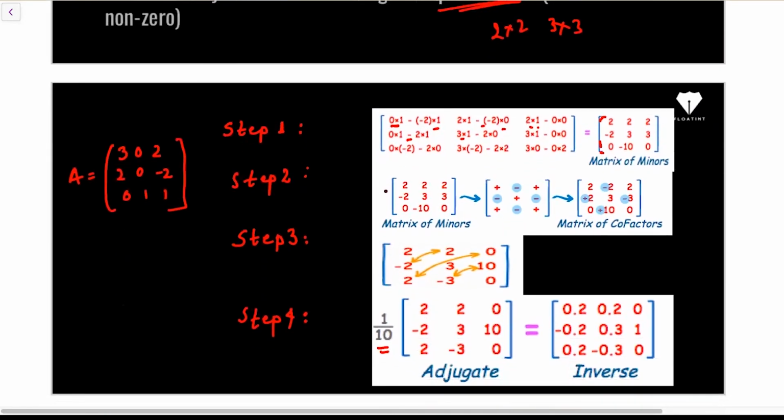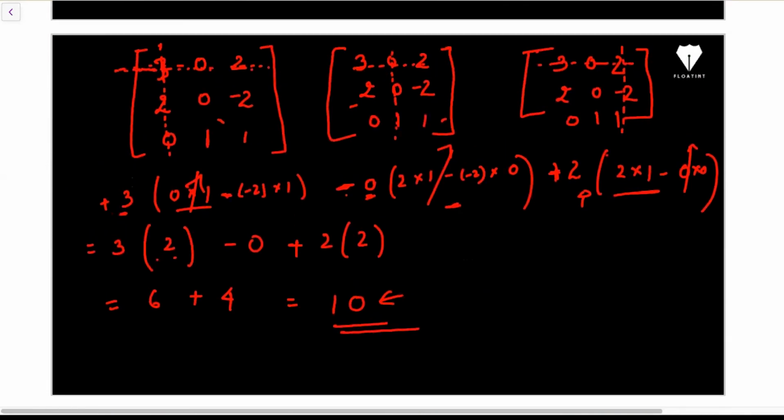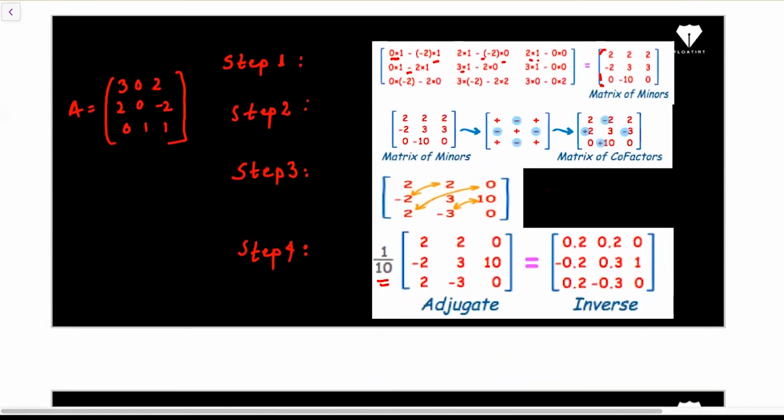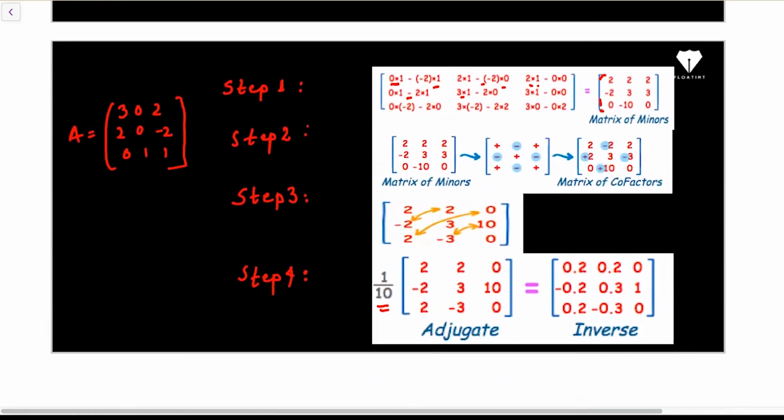Then step 2 is the positive and negative sign sequence, which you multiply it with. In the determinant, I was talking about putting positive first, then negative, then positive. The similar sequence is repeated over the whole matrix: positive, then negative, and this alternate sign pattern is applied. This results in the matrix of cofactors. This is step 2.